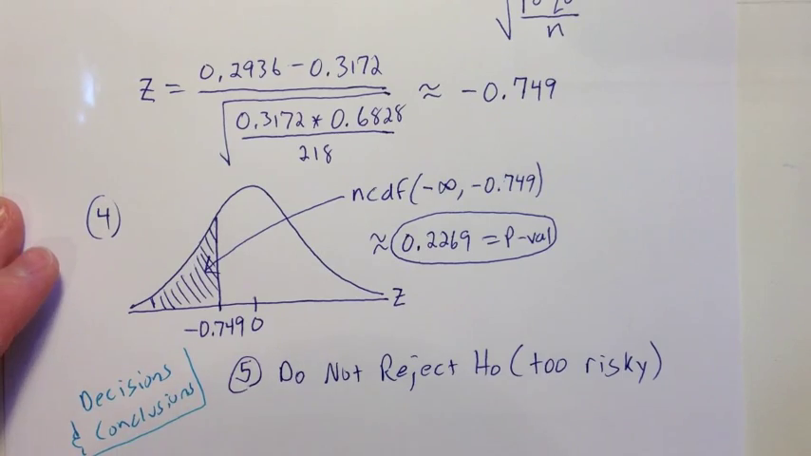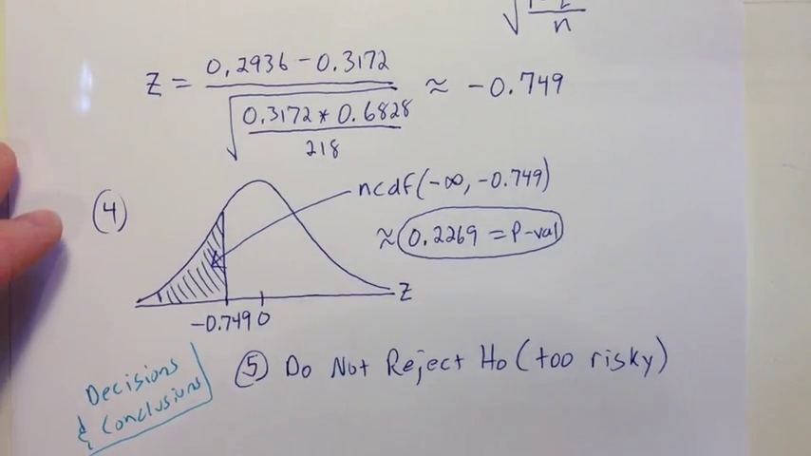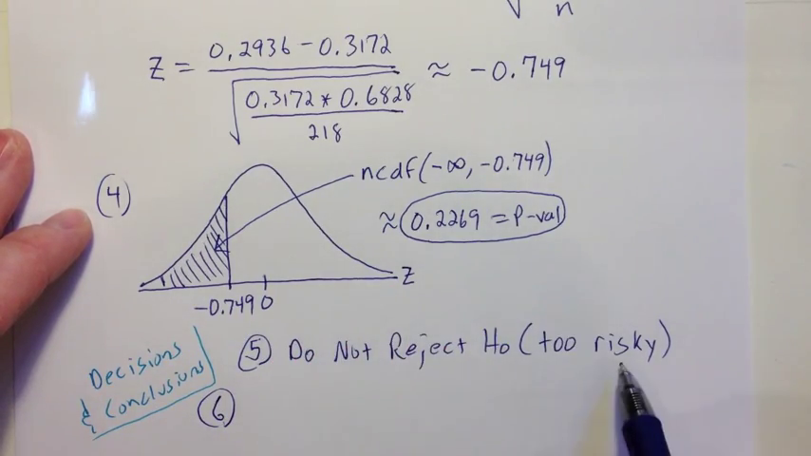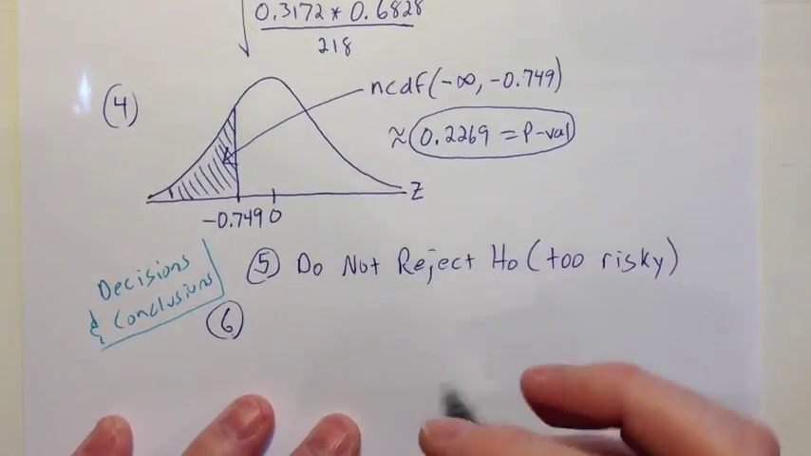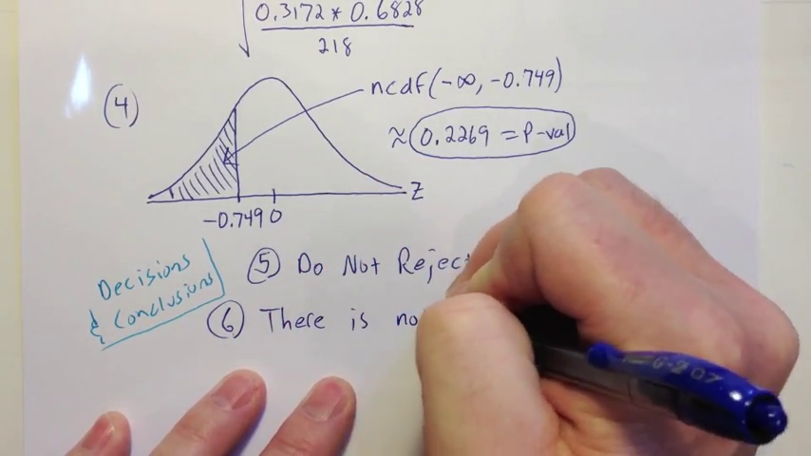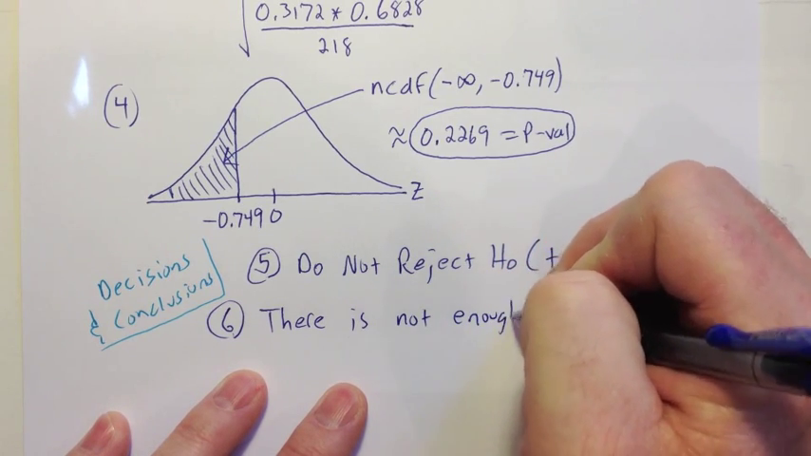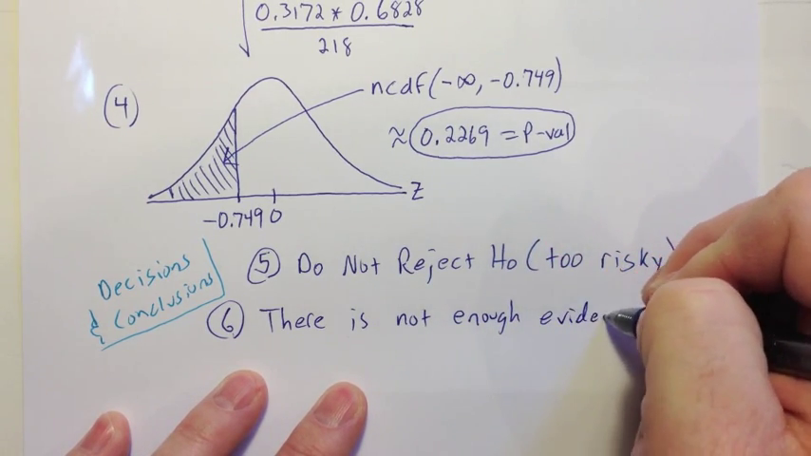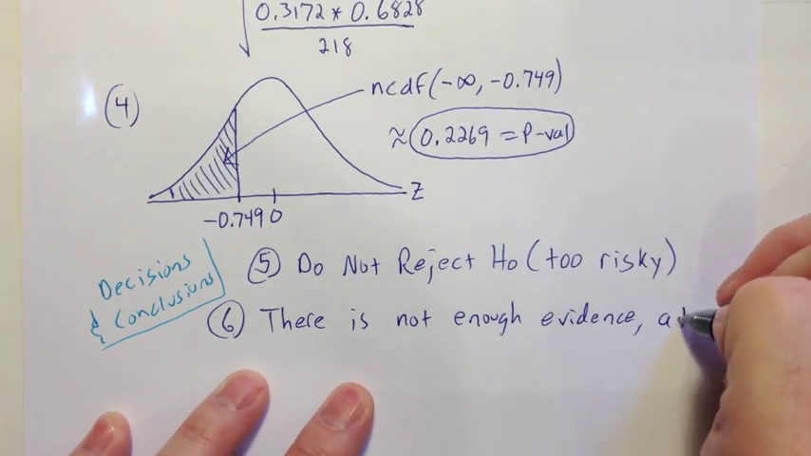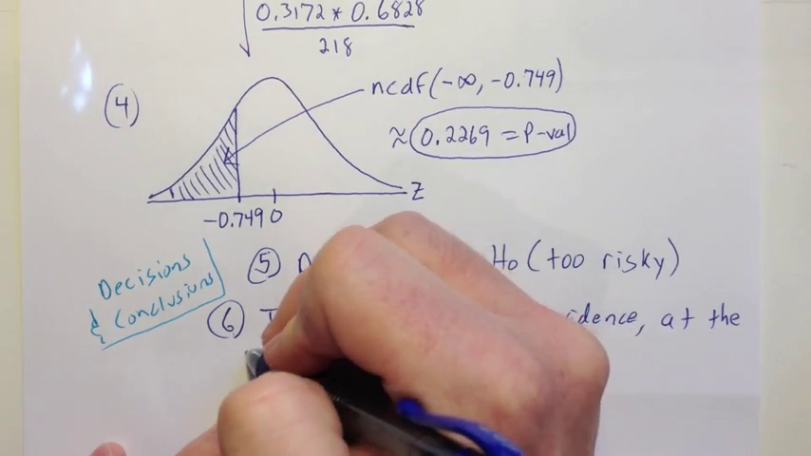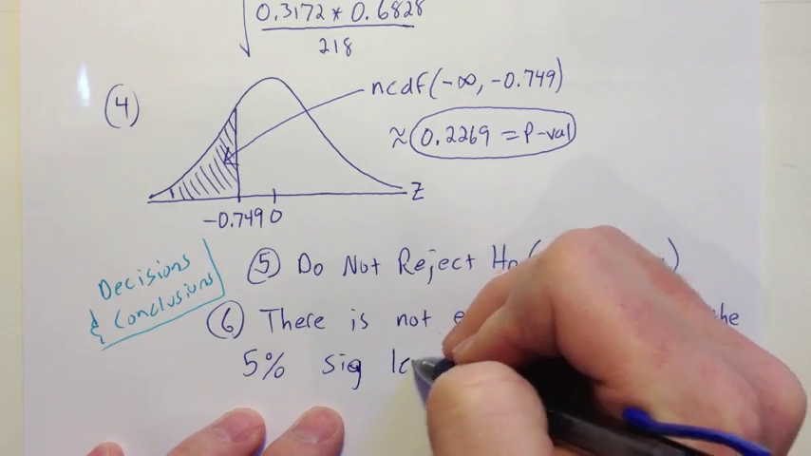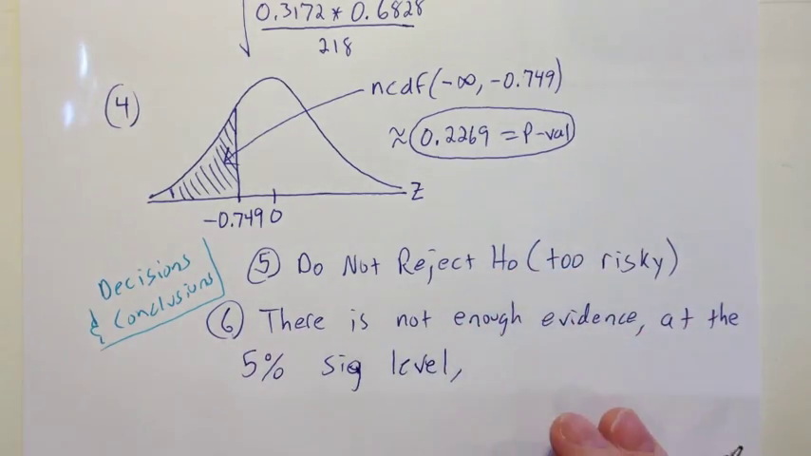And then finally, we are supposed to put the conclusion down as well. And so if we had enough evidence, we would have rejected, but we didn't reject H0, so it must be the case that there is not enough evidence, and then we'd state our significance level. So there's not enough evidence at the 5% significance level. And then we'd state what we were trying to show.